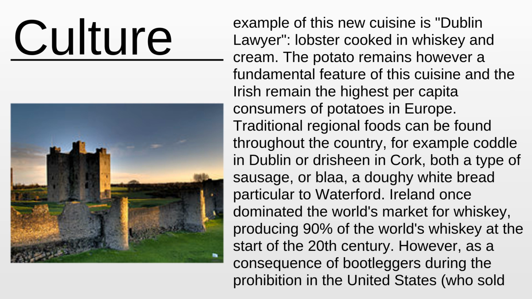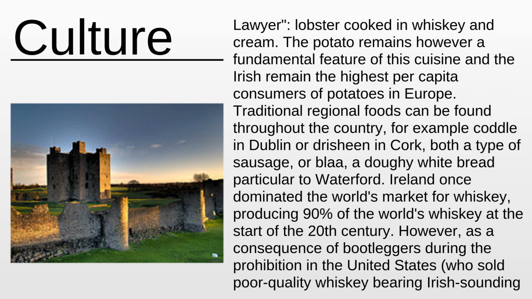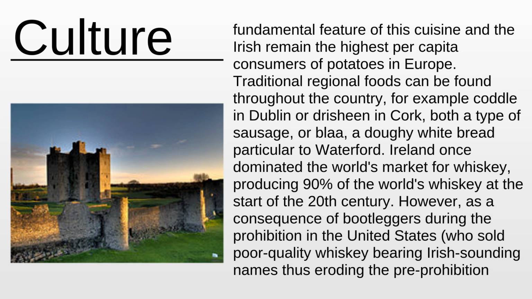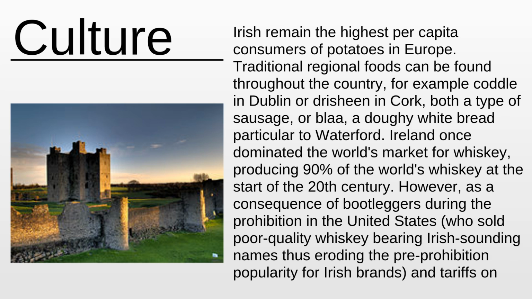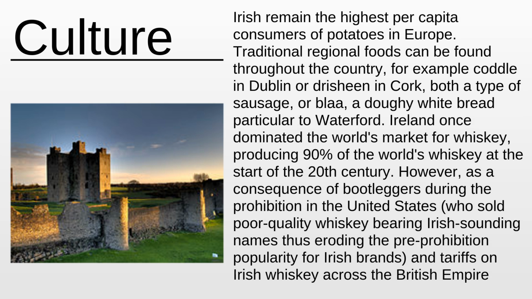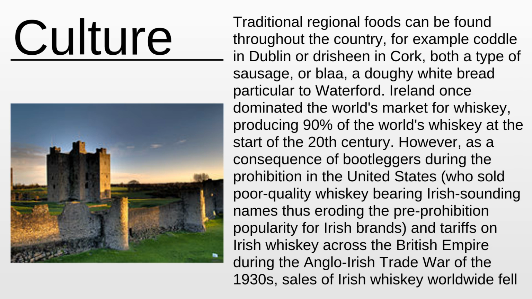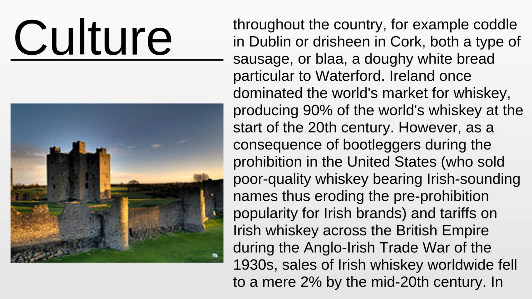The potato remains, however, a fundamental feature of this cuisine, and the Irish remain the highest per capita consumers of potatoes in Europe. Traditional regional foods can be found throughout the country, for example coddle in Dublin or drisheen in Cork, both a type of sausage, or blaa, a doughy white bread particular to Waterford.